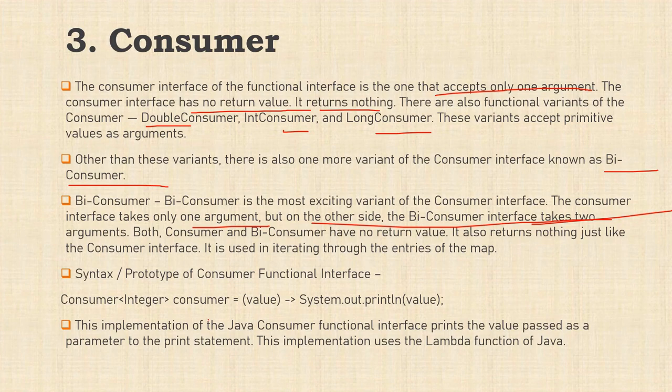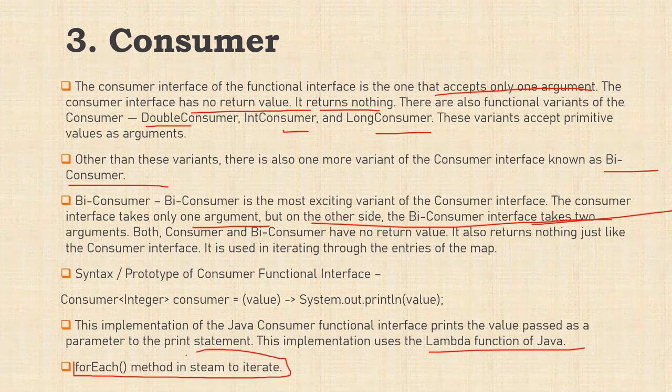This implementation of the Java Consumer functional interface prints the value passed as a parameter to the print statement. This implementation is the Java lambda function. You know the forEach method in Stream, we use it to iterate. Inside forEach it takes a Consumer, so we normally use it to iterate over a map or list. This is the real-time example of the Consumer interface: the forEach method.